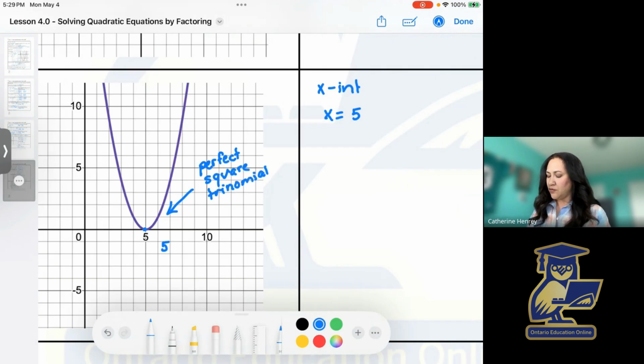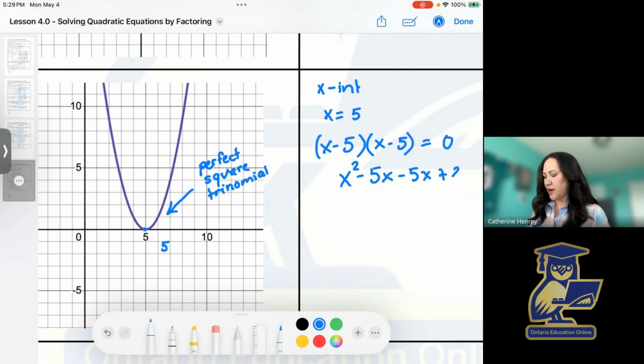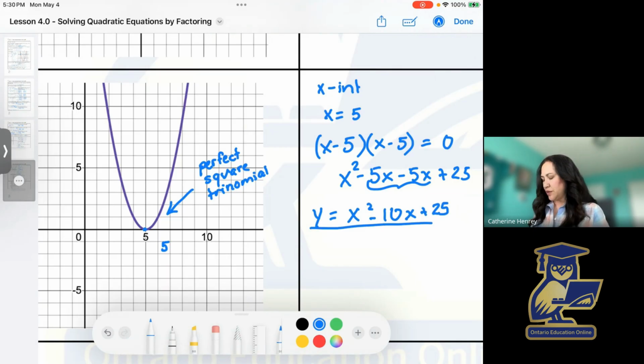So what that means is in factored form, we have two factors that are equal to x minus 5 and x minus 5. And of course, that's where we get our perfect square trinomial. X times x is x squared minus 5x minus 5x plus 25. And I collect the middle terms, and y equals x squared minus 10x plus 25. And we can see that that is our perfect square trinomial.